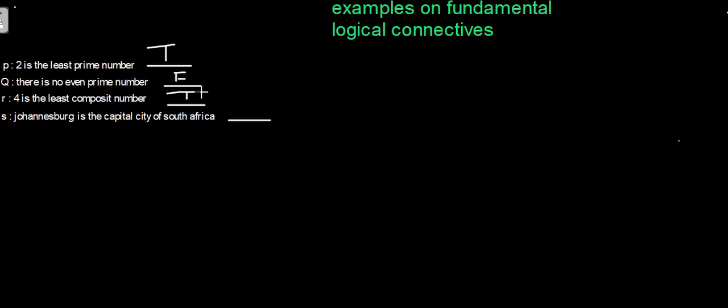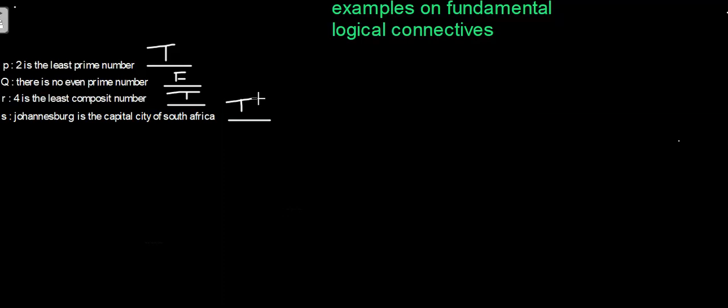And the last one says that Johannesburg is the capital city of South Africa. So this one is also true, because in South Africa, Johannesburg is the capital city. So now, by using these statements, we're going to do some examples.